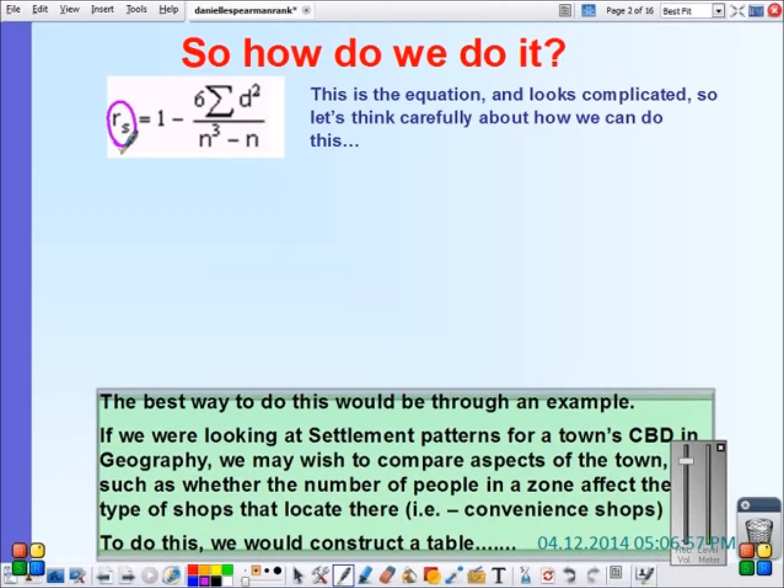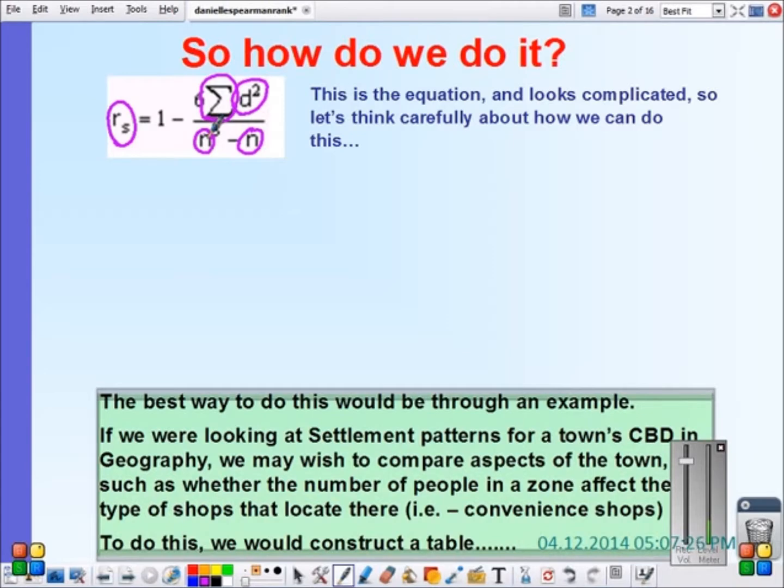Here, this means the total of. D squared is the first thing we will try to establish in our ranked tables, which is on the next slide coming up. N refers to the sites or values you will process. So if there were 15 sites, N would be 15. If there were 20 pedestrian count zones, then N would be 20, and so on and so forth.